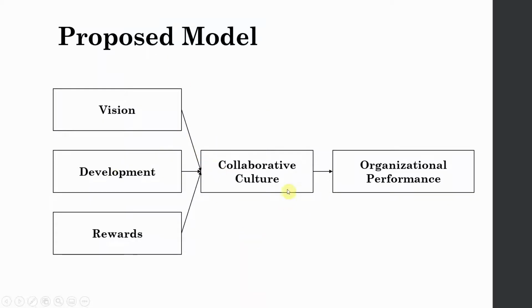Let's say this is our model that we want to test. We've got 3 IVs, then we've got this endogenous variable and this variable, or let's call it the ultimate dependent variable. For now, I'm not interested in checking or assessing the mediating role of collaborative culture in the relationship between vision development, rewards, and organizational performance. There will be more sessions on how to assess mediation analysis using the SEMinR package. But for now, the focus is on evaluating a reflective measurement model.